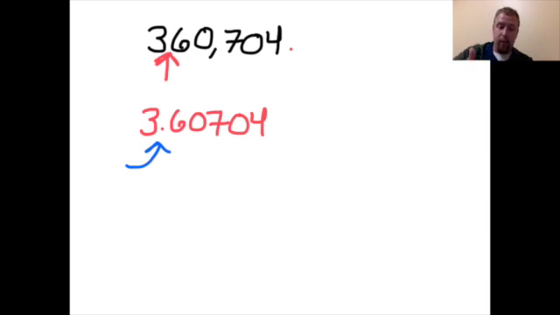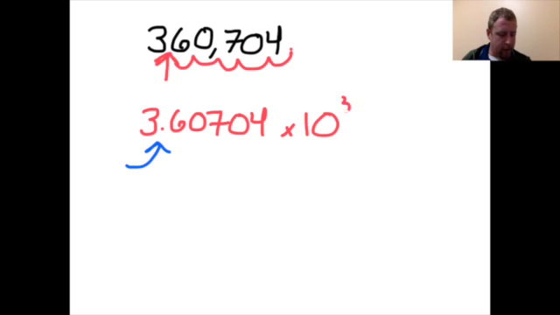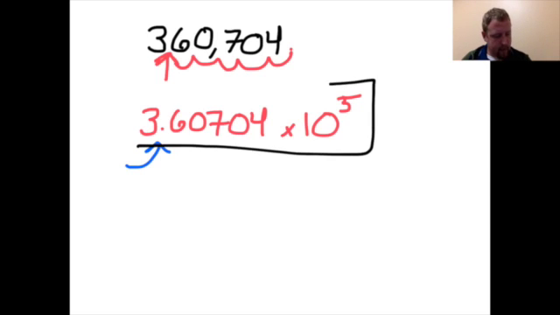But remember, 3.60704 is not the same as 360,704. They're the same value. So I have to add in the times 10, okay, in order for it to make sense. Now my number started much larger than 0. So that means it's going to have a positive exponent. And I have to look and I say, okay, how many places did I move it? Well, I moved it 1, 2, 3, 4, 5. So there we go. There's my answer in scientific notation.